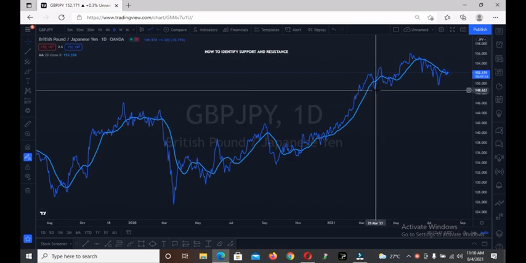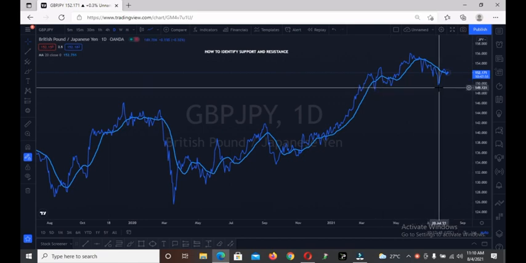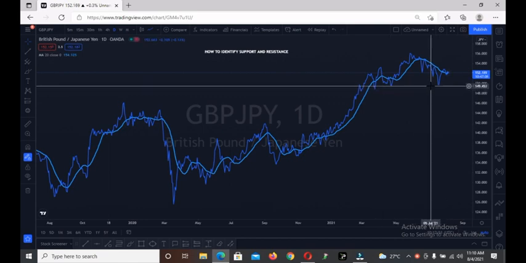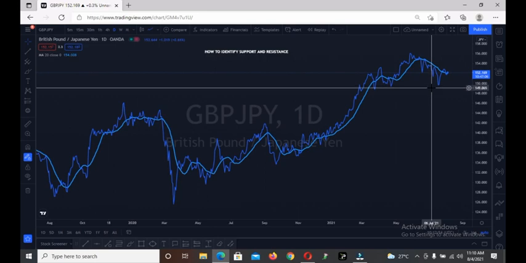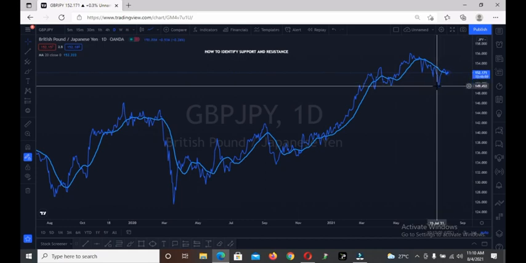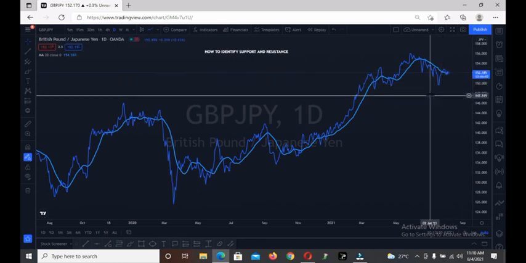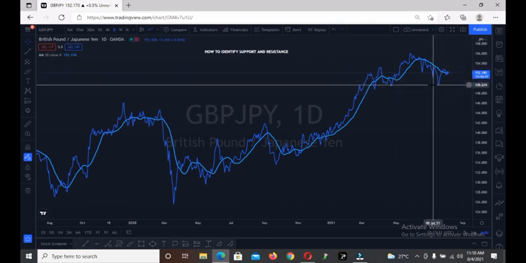This place here and here is a typical example of a support level whereby the demand has acquired enough strength. Demand is simply buying, and it has acquired enough strength to go in the opposite direction to buy.